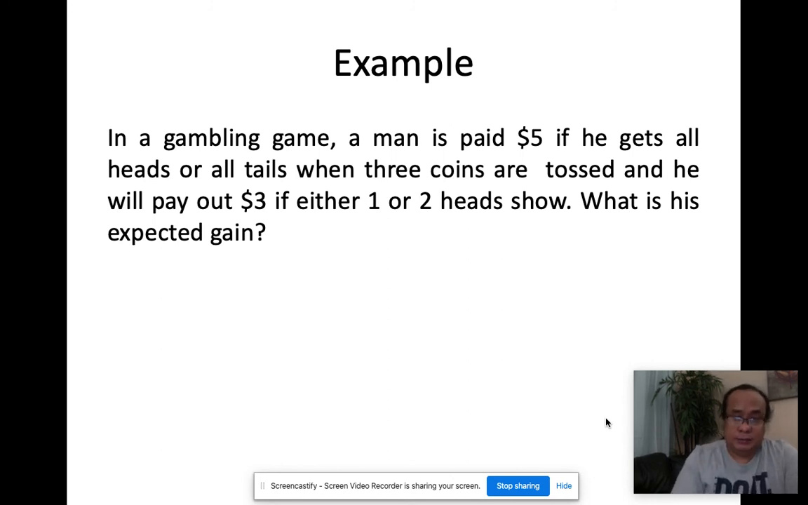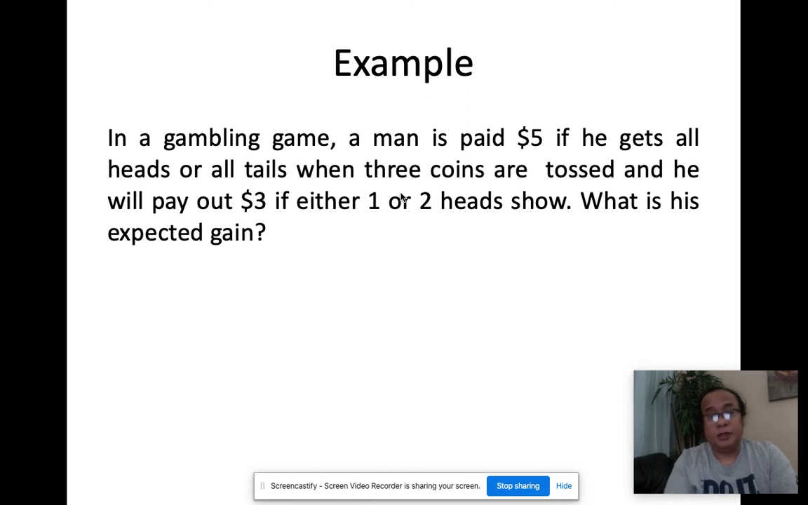There are only two things that happen here. He wins $5, or he loses $3, because that's going to be the gain, right? The winnings. Since you're tossing 3 coins, again, 2 times 2 times 2. One coin has 2 possibilities, the second coin has 2 possibilities, and the third coin has 2 possibilities, with a total of 8. So the denominator should be 8.